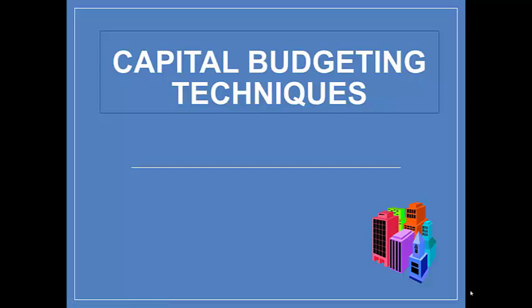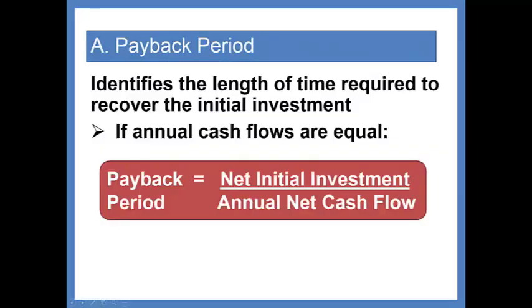Now let's take a look at some capital budgeting techniques. These will be things that will help us to evaluate the cash flows or the profit income that's going to occur if we purchase an asset that we plan to use in the long term. The first one we'll look at is called Payback Period, and it just identifies how long it takes to get your money back.